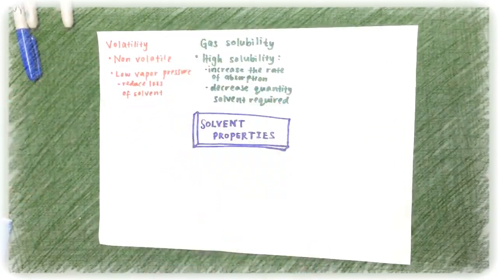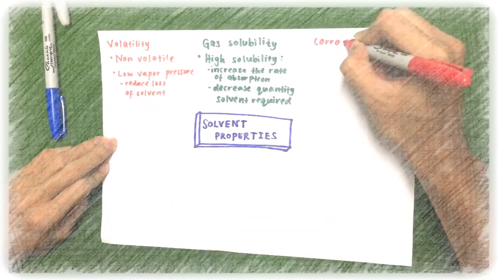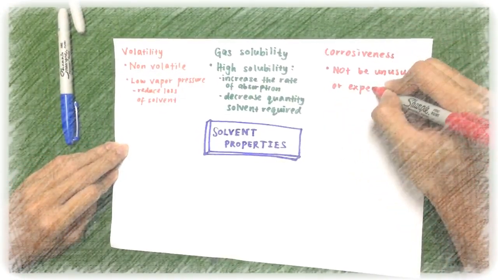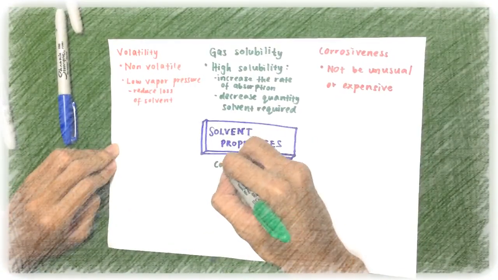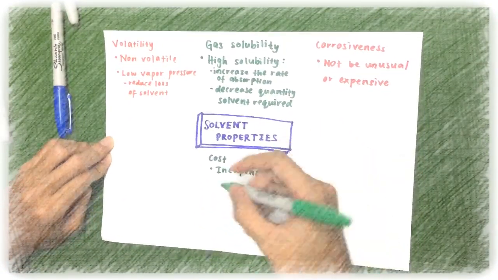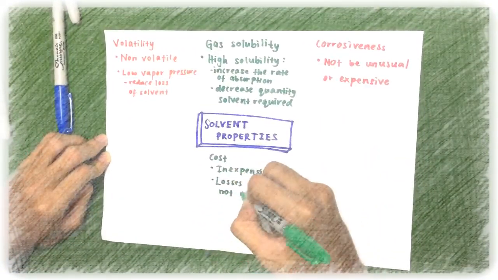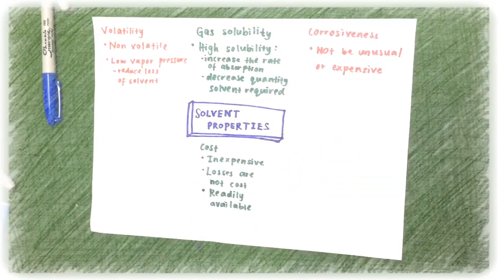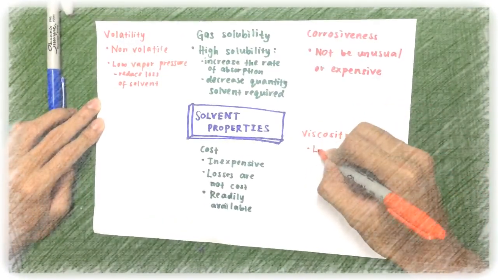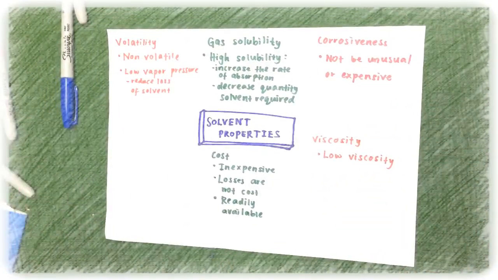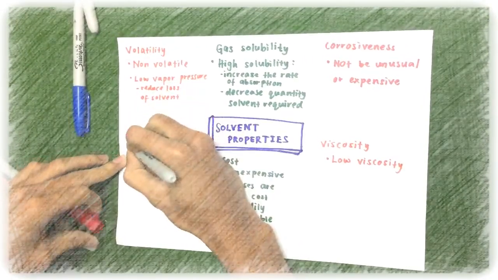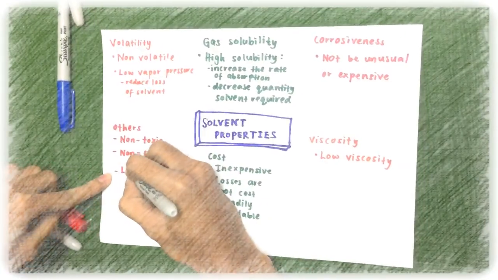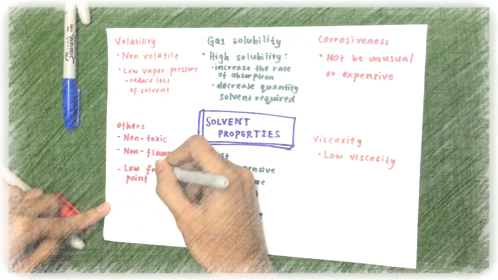Thirdly, corrosiveness. The material of construction should not be unusual or expensive. Fourthly, the cost. The solvent should be inexpensive, the losses are not costly, and it should be readily available. Fifthly, the viscosity. Low viscosity increases the absorption rate. And lastly, others. It is non-toxic, non-flammable, chemically stable and has a low freezing point.